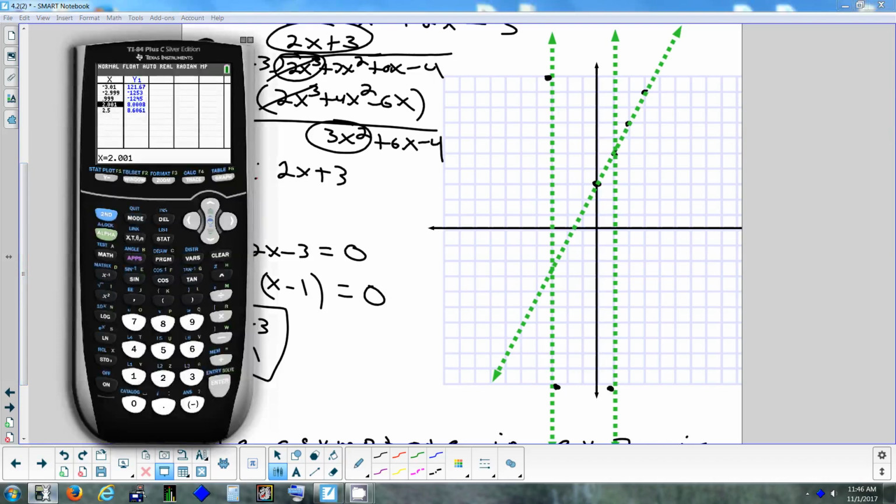Okay, a number a little bigger than 1 would be 1.01. 1.01, perfect. Way up.